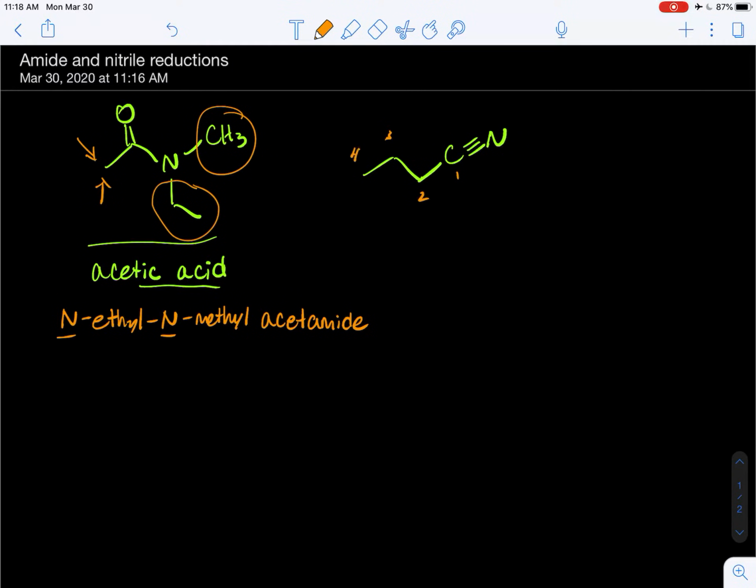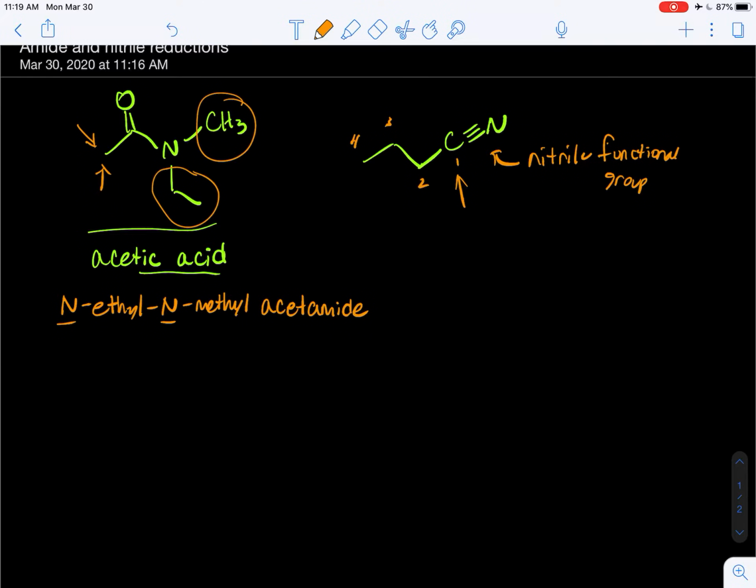When you're naming molecules that have the nitrile functional group, you need to count that carbon as carbon 1, or count it as being a carbon. So this is going to be butanenitrile, okay?